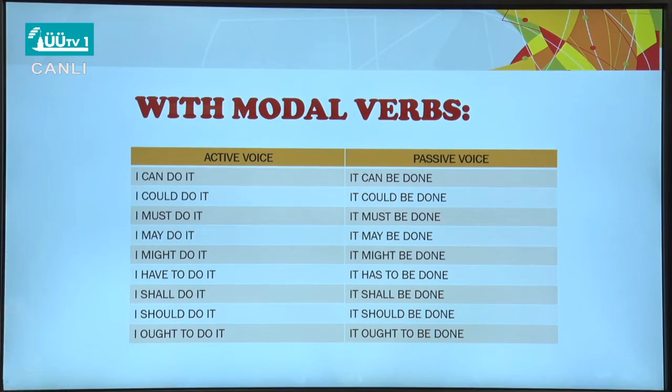It can be done, but you have to put the modal verbs in your passive sentences also. I could do it. It could be done. See, the tense is the same. Could. Just the subject and the object should change. I must do it. It must be done. I may do it. It may be done. I should do it. It should be done. As for the rest of them, which are the same.